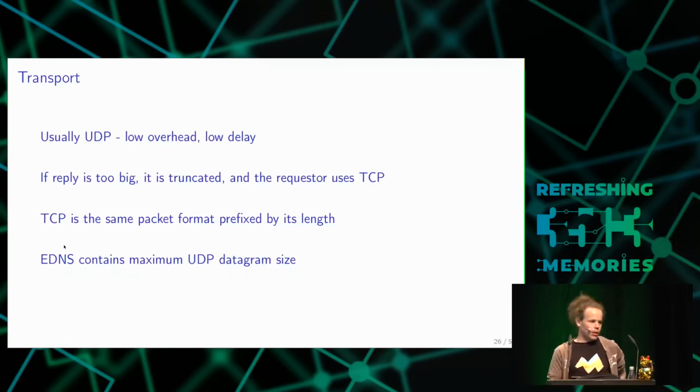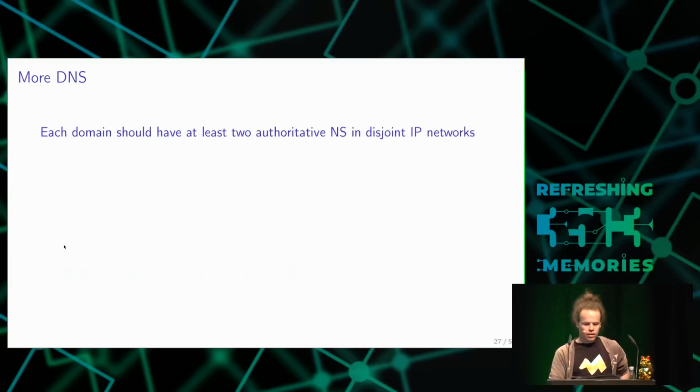TCP then requires setting up a whole TCP session. If you use DNS over TCP, it uses the very same packet format as we've seen earlier, but it's prefixed by the length of the content. And the EDNS resource record we just saw carries the datagram size of the maximum UDP packet.